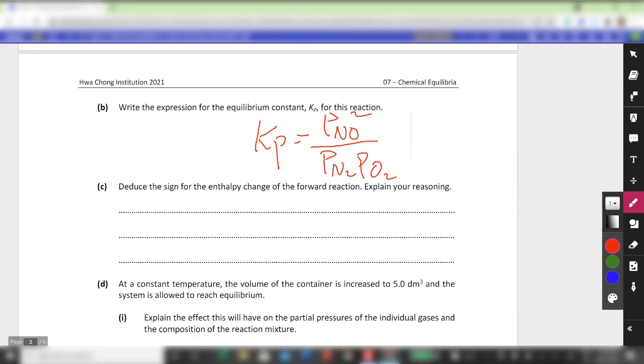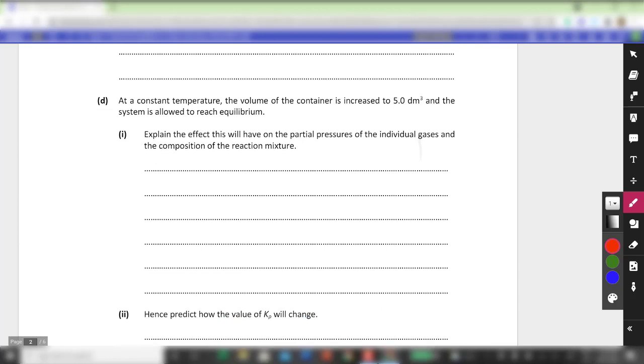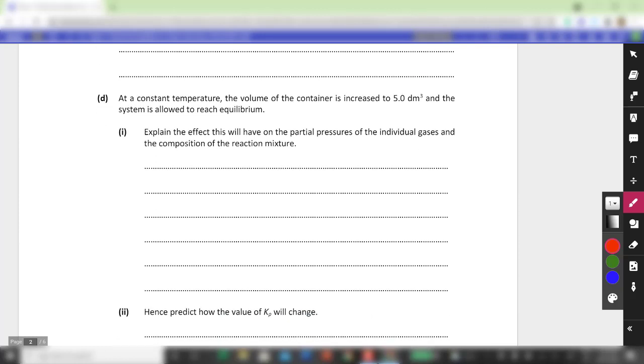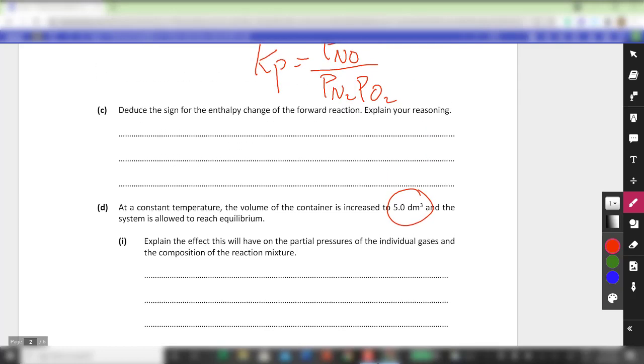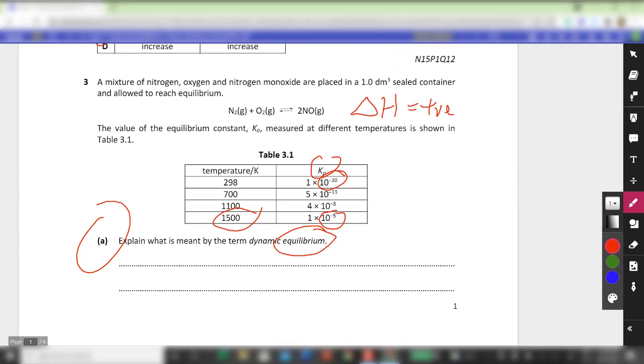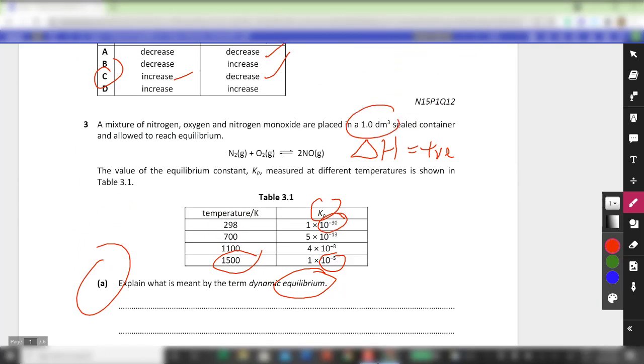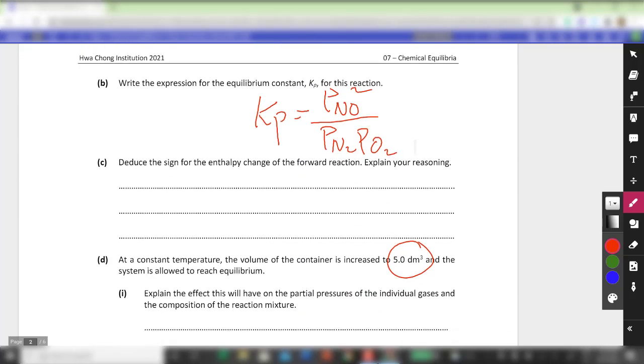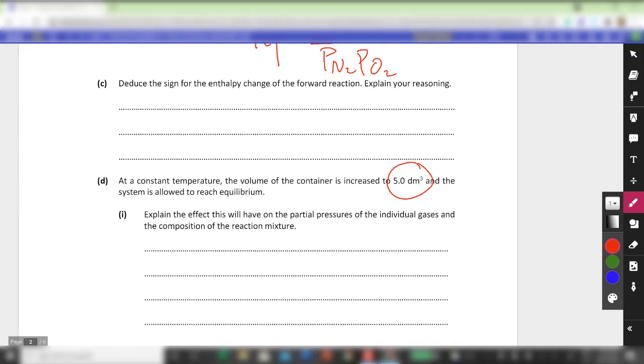Okay, D part 1 usually proves to be one of the more difficult kinds of question that sometimes will stump students. If you look at the question, it says something along the line that at a constant temperature, the volume of the container is increased to 5 dm cube. Let's take a look at the initial volume. The initial volume is given to be 1 dm cube. So the volume actually increases.